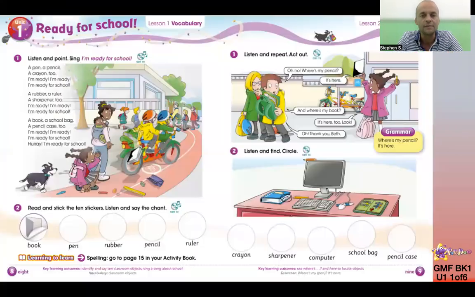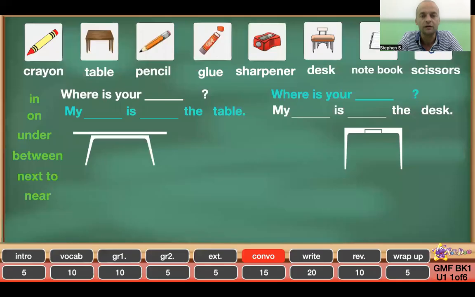All right, here's a reminder of the material that we are teaching. This is our target language. This is our focus for this particular lesson. And we are jumping into our conversation part.